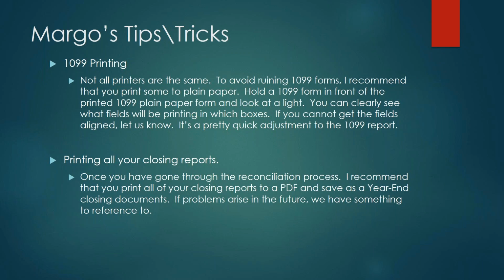And we commonly have to make some little adjustments to the form for you. Just let us know. It's a pretty quick fix. Also, printing all of your closing reports: period-sensitive reports, aged APs, trial balances, detailed GL, vendor trial balance. I would print all of those to a PDF and store those in a year-end folder.